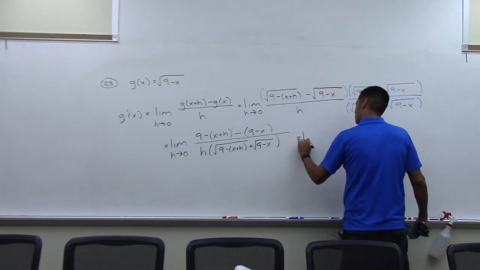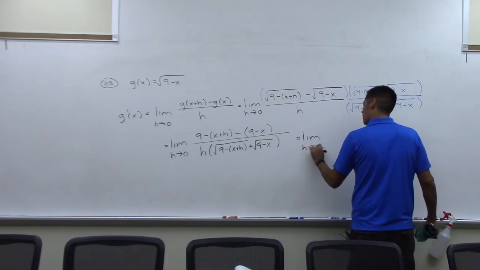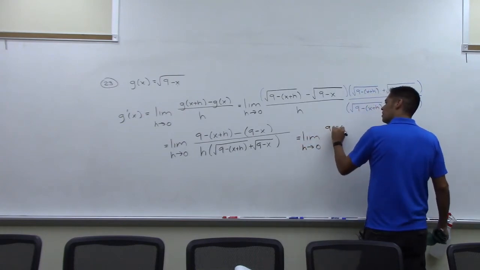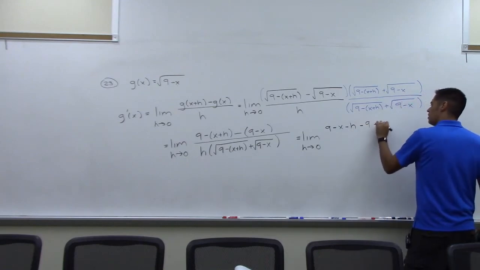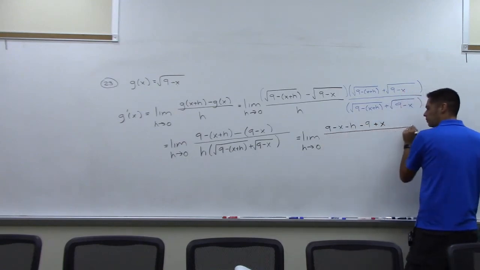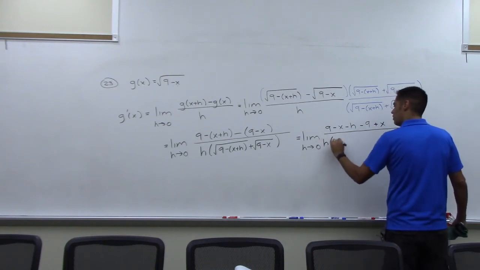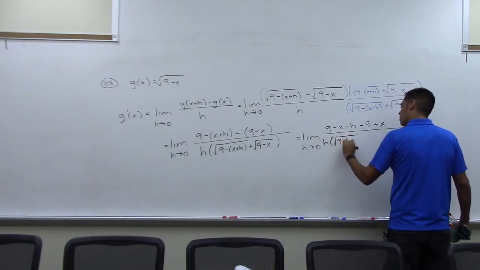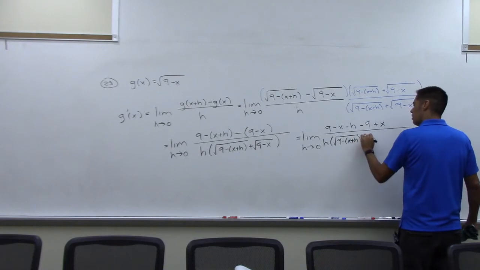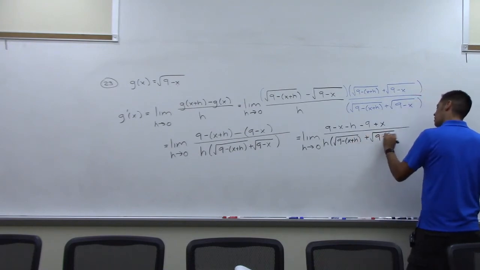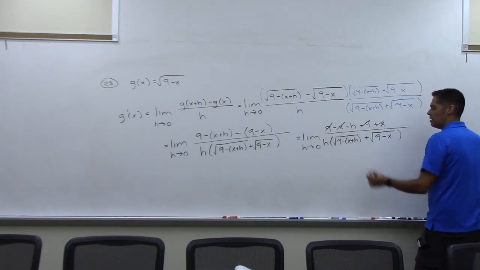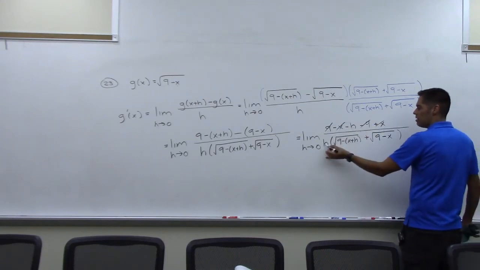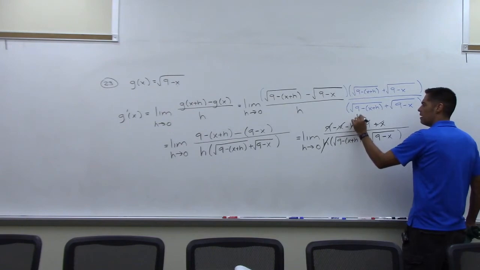I'll write this again, limit as h goes to 0. Let's see, 9 minus x minus h minus 9 plus x over h times the quantity root 9 minus the quantity x plus h plus root 9 minus x. The 9s are gone, the x's are gone. You get negative h on top, h on the bottom. These cancel, you're left with the negative 1 on top.